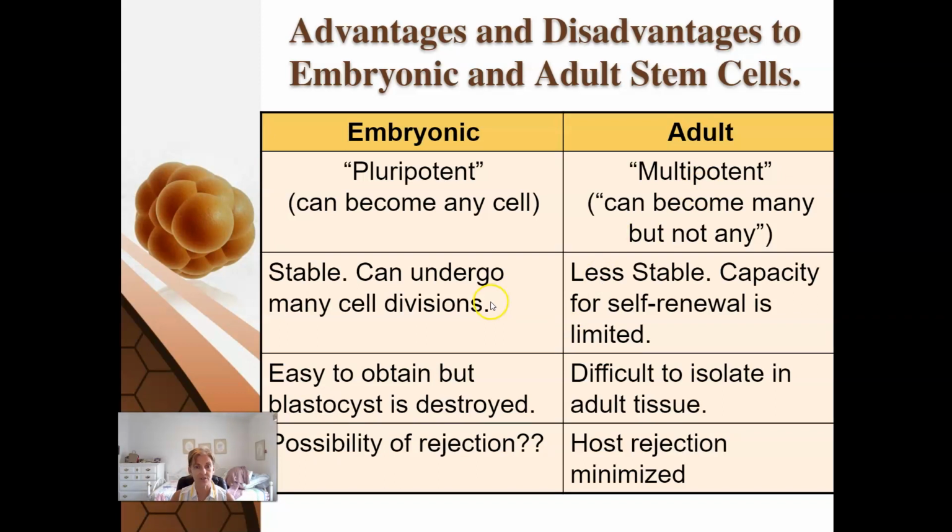Embryonic stem cells are a little bit more stable because they haven't undergone as many cell divisions. The more cell divisions our cell has, our DNA begins to break down a little bit over time. That's why we get old and things get worn out. So the adult stem cells are less stable. They can't renew as many times as an embryonic stem cell. Embryonic stem cells, super easy to obtain since you're making them in the lab.